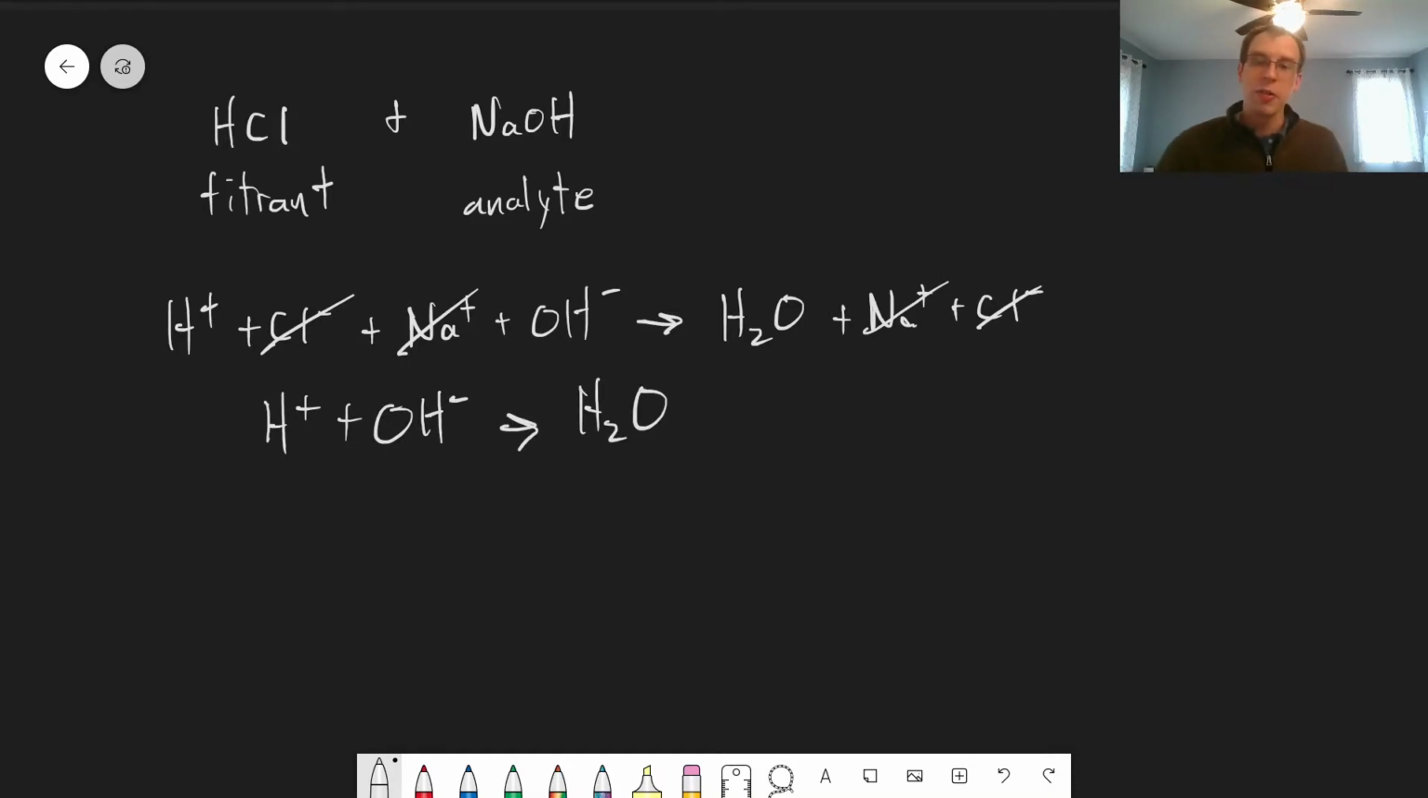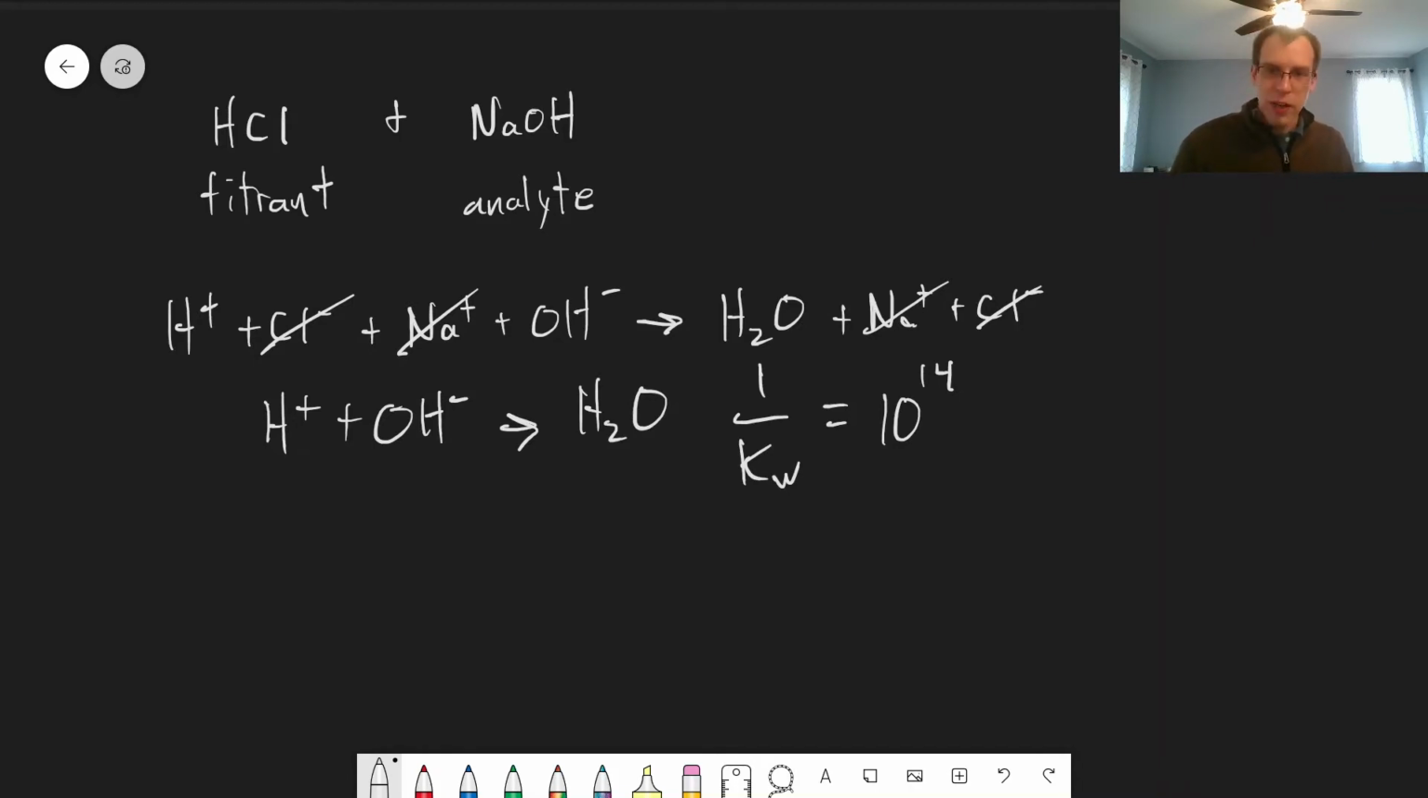Now for titration, we want this to have a very large K value. And so this is the opposite of Kw. So we can say the equilibrium constant here is 1 over Kw, which is going to be 10 to the positive 14. So this is a very favored reaction. It has a very large K value, very fast reaction. So this matches everything that we need to do a titration. And this is going to go to completion.